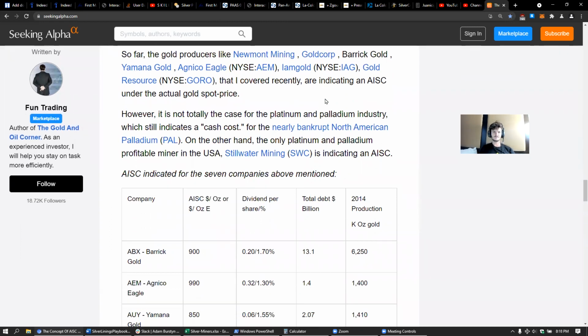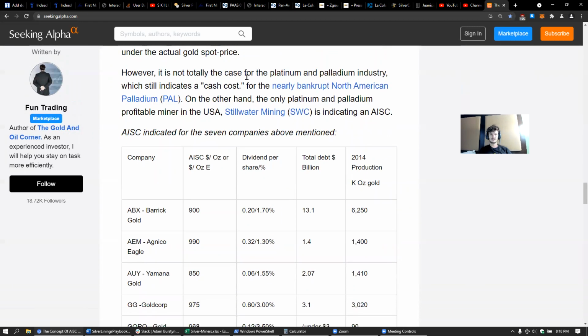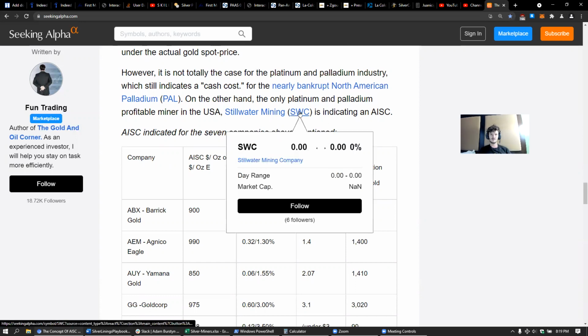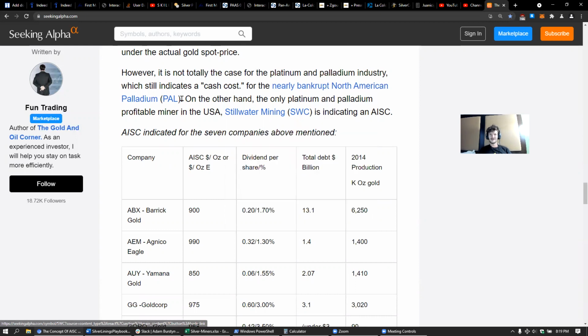On the other hand, the only platinum and palladium profitable miner in the USA, Stillwater Mining, SWC, is indicating AISC. So there you go. They also closed. So rip.